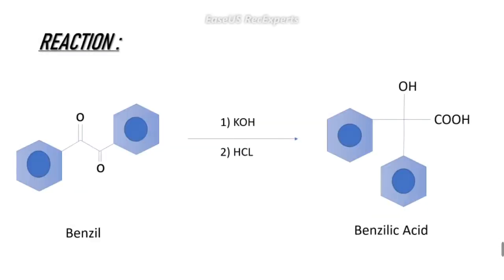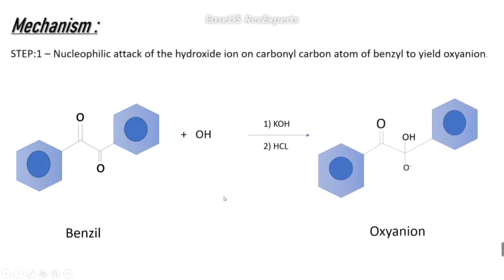Further, moving towards the reaction, I have shown you here benzil. On reaction with KOH, followed by HCl acidification, it will yield benzilic acid. Mechanism. The first step: nucleophilic attack of the hydroxide ion on the carbonyl carbon atom of benzil. When we add the hydroxide ion, it will attach to the carbonyl carbon atom of the benzil and give the alkoxide intermediate.